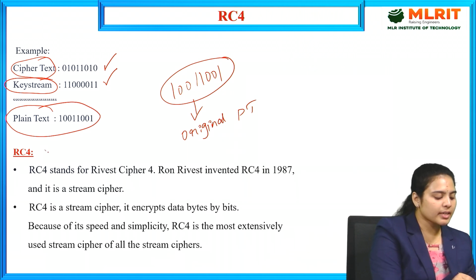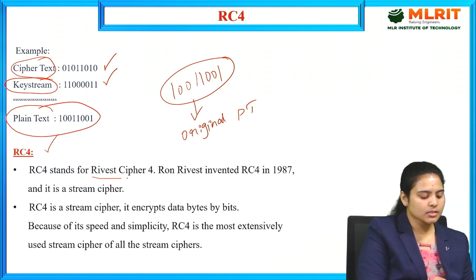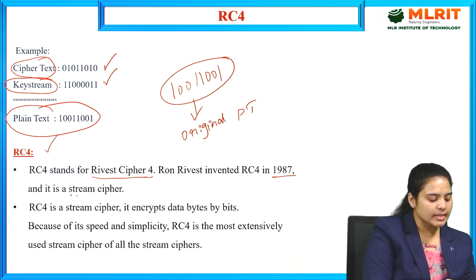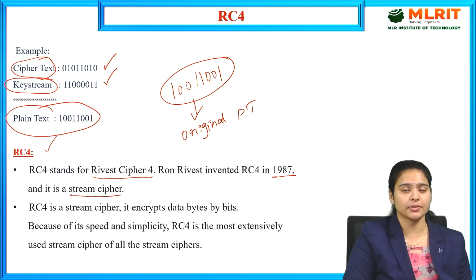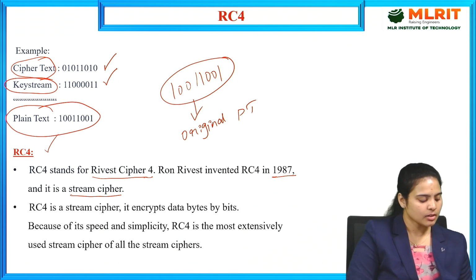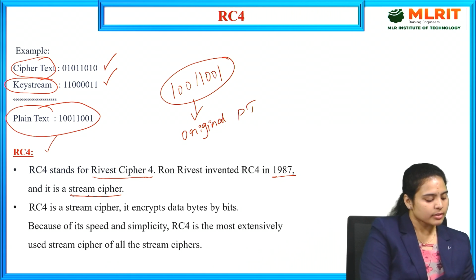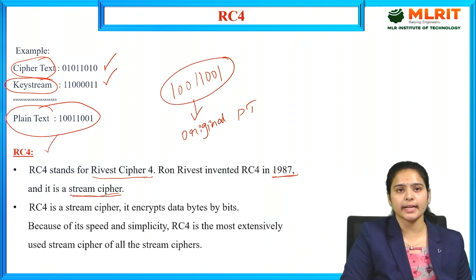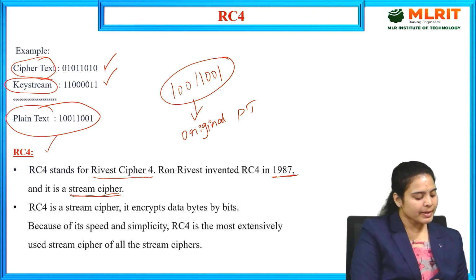The next topic is RC4. RC4 stands for Rivest Cipher 4, which was invented in the year 1987, and it is basically a stream cipher. Stream cipher and block cipher are also discussed in the introduction to cryptography and security, so go to the previous video.